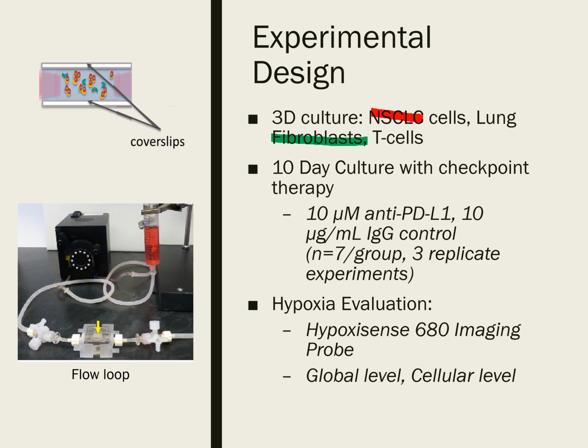We monitored hypoxia using a hypoxia probe called HypoxySense 680. It was injected into the bioreactor 1 day before imaging, and the hypoxia dye recognizes carbonic anhydrase 9, which is a protein that is commonly upregulated in hypoxic regions.